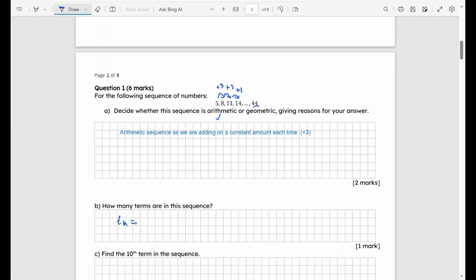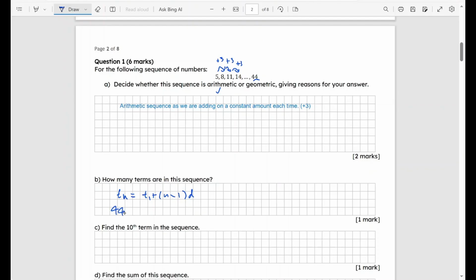Now if you want Tn for an arithmetic sequence, it's going to be T1 plus n take 1 times the difference d. Now that just comes from this formula, and you'll get this formula sheet in the test. So 44 is going to be 5, which is T1, plus n take 1 times 3. So 39, I'll rewrite again. Basically, take 5 from both sides, you're going to get 39 equals n take 1 times 3. Therefore, if we divide by 3, 13 equals n take 1. Therefore, n is 14, something like that.